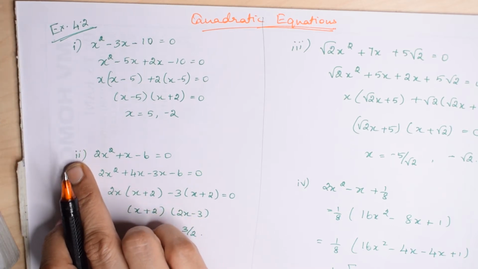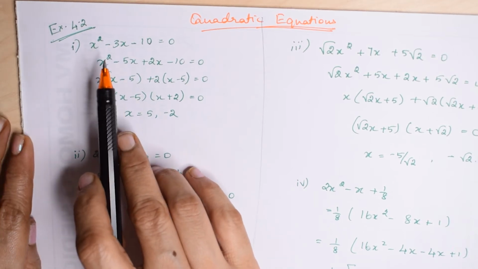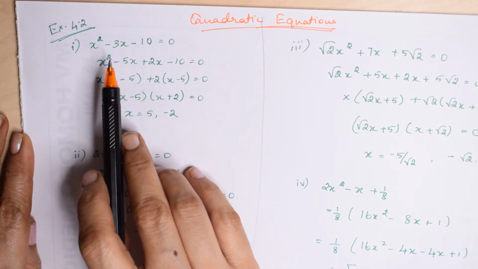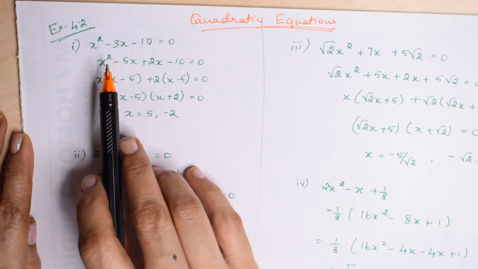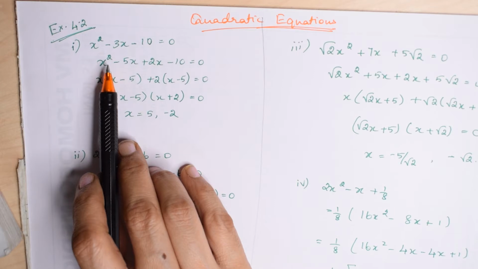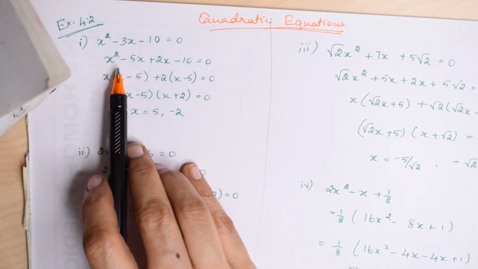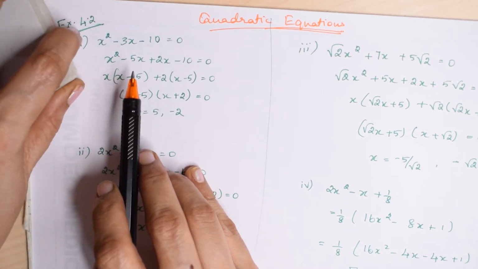So if it is x square, it means that x is having two values. I told this earlier. So if it is x square, it means x has got two values. We are finding the two values of x in here. Now the first given equation is x square minus 3x minus 10 is equal to 0.